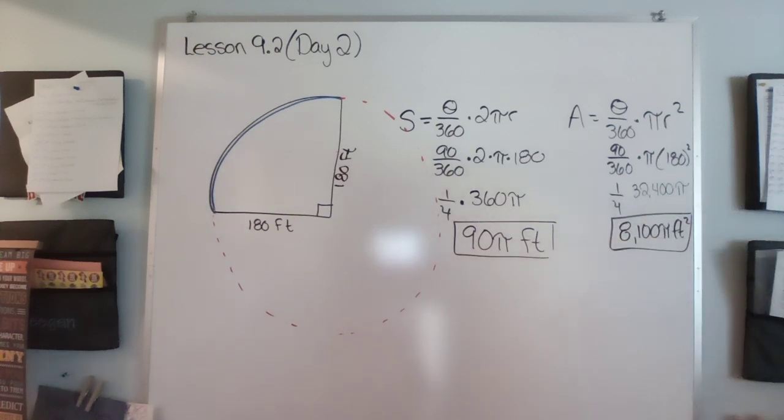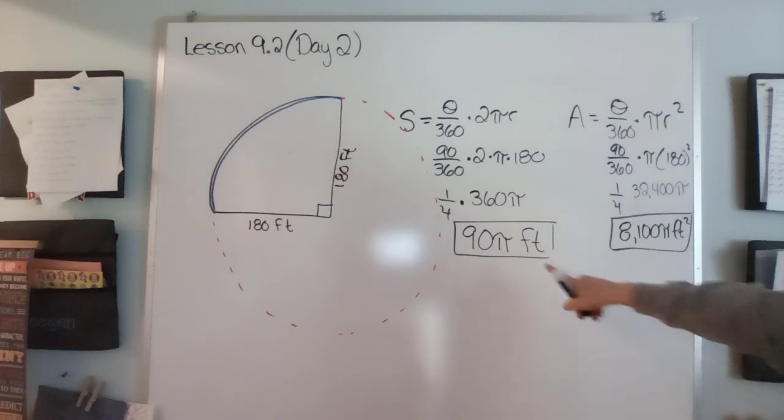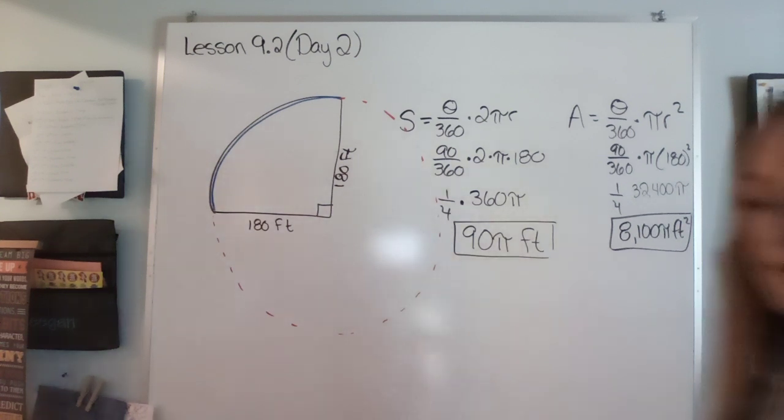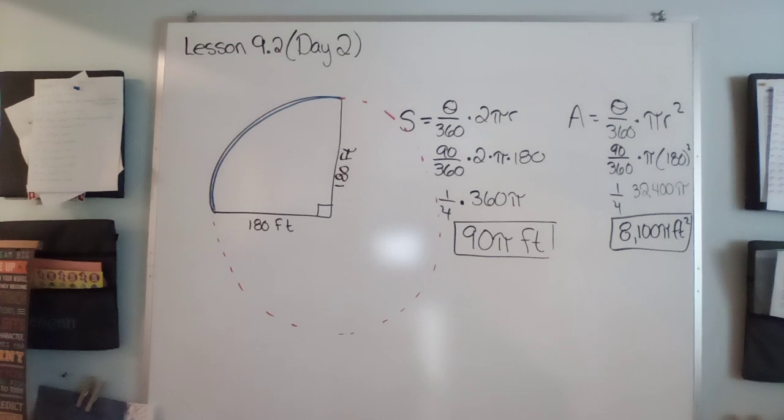So those would be the exact answers. If the directions said to round to whatever place, then you would plug this into your calculator, multiply 90 by pi, 90 times 3.14, and get your decimal approximation. All right. Okay, let me erase and get set up for the next part.